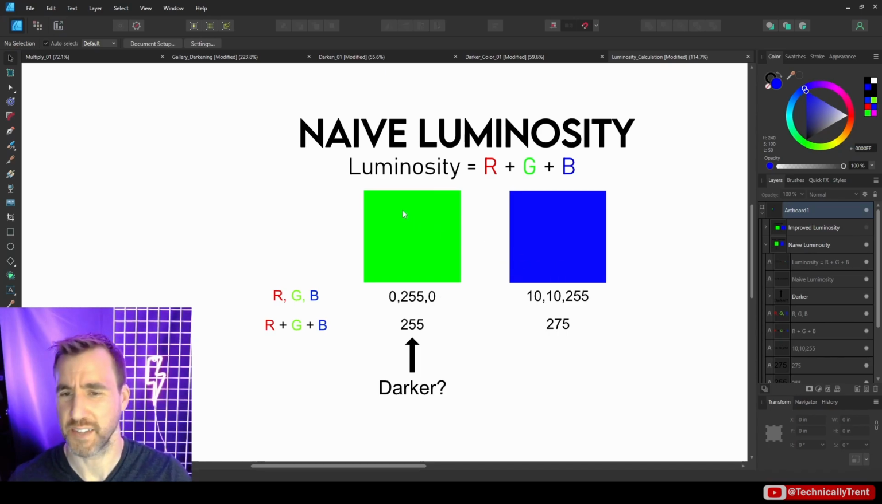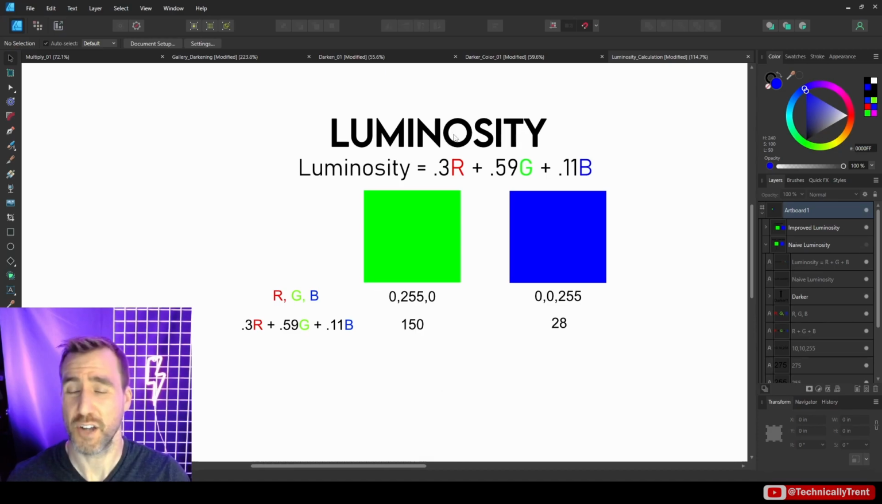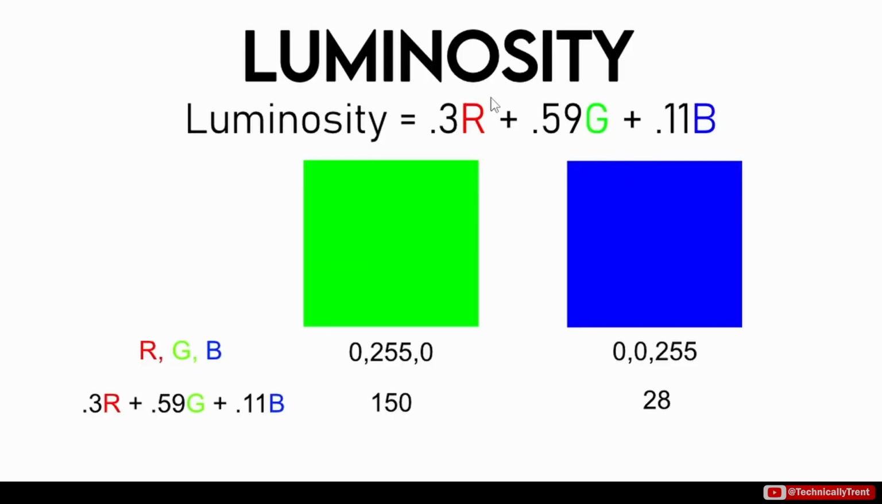So due to this fact that green usually appears lighter and blue appears darker, we actually use a weighted algorithm for adding up the red, green, and blue values. So that leads to our improved luminosity formula, and this is something that's used throughout the industry to convert color to black and white and to make things seem more realistic when doing lighting calculations.